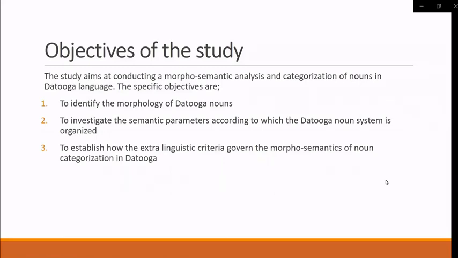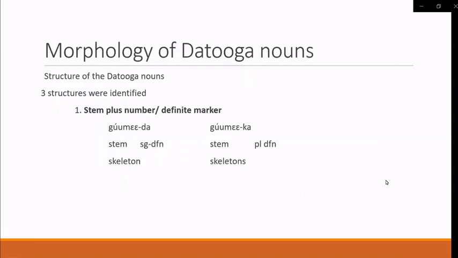Within the methodology, a total of 1,200 common nouns and 380 personal nouns have been collected, which both were used in the analysis stage of this data, and the findings are as shown below. Not all of the findings would be presented here, but those that have shown a clear picture of how we can categorize nouns in Datooga morpho-semantically will be the focus. To start with the findings, the morphology of Datooga nouns.